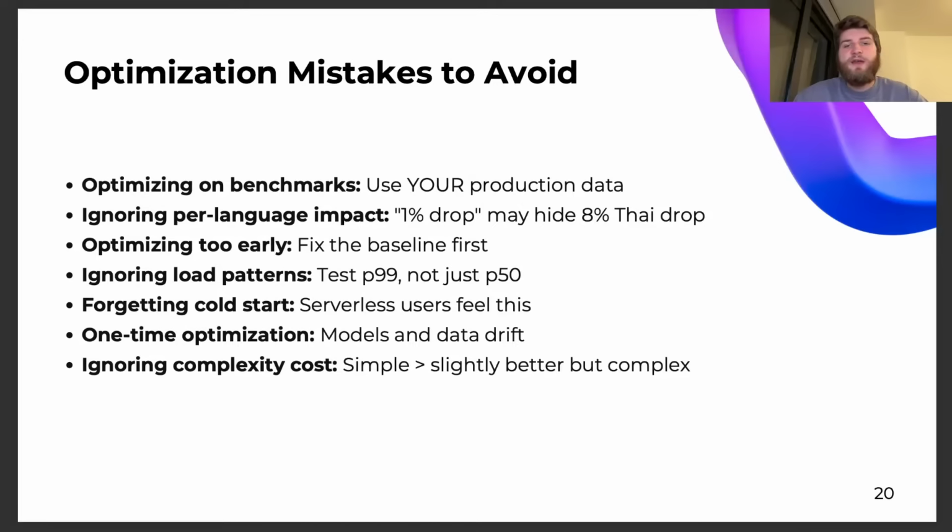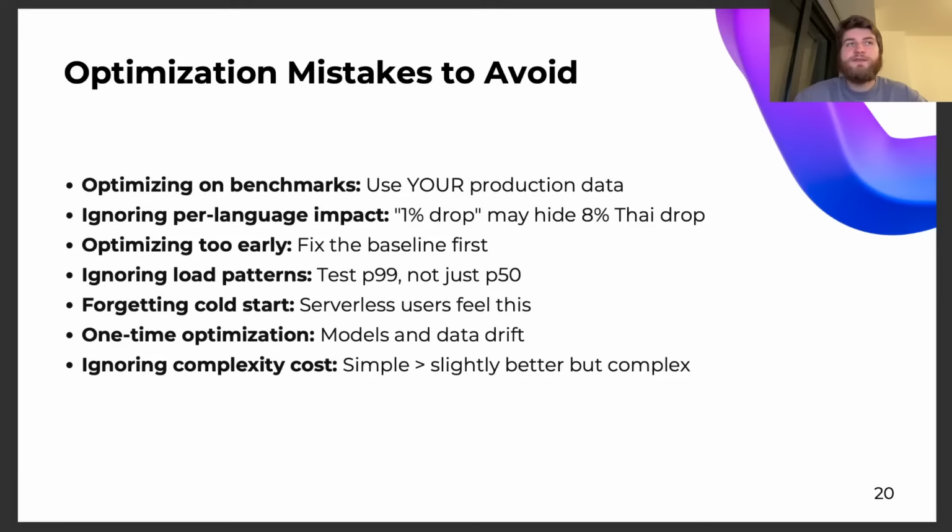Mistake number 2. Ignoring per-language impact. Overall accuracy dropped 1%. This might mean English dropped 0.2% and Thai dropped 8%. If Thai is a critical market, you've made a terrible mistake that's hidden in aggregate metrics.